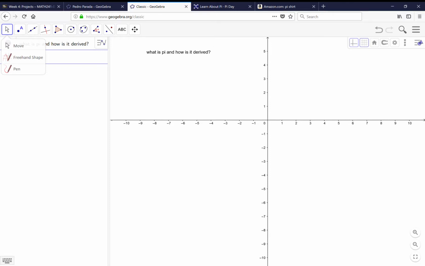Hello, today we will be exploring what is pi, how is it derived, and does it always work.